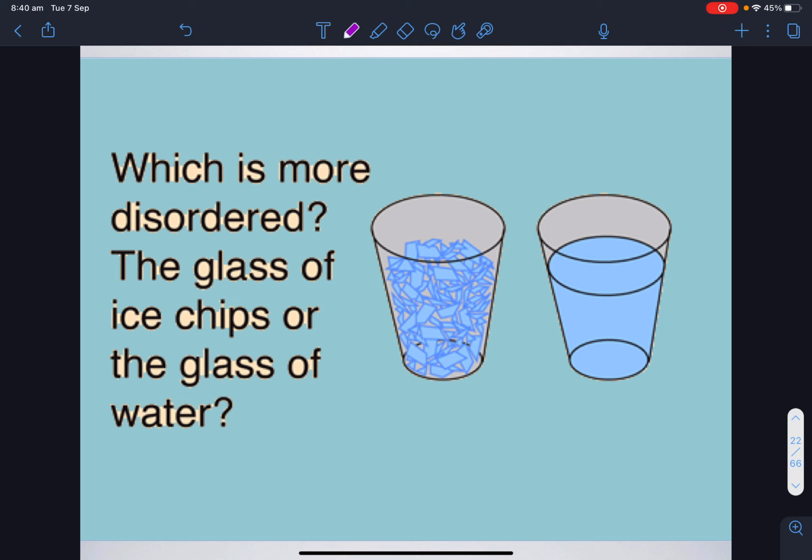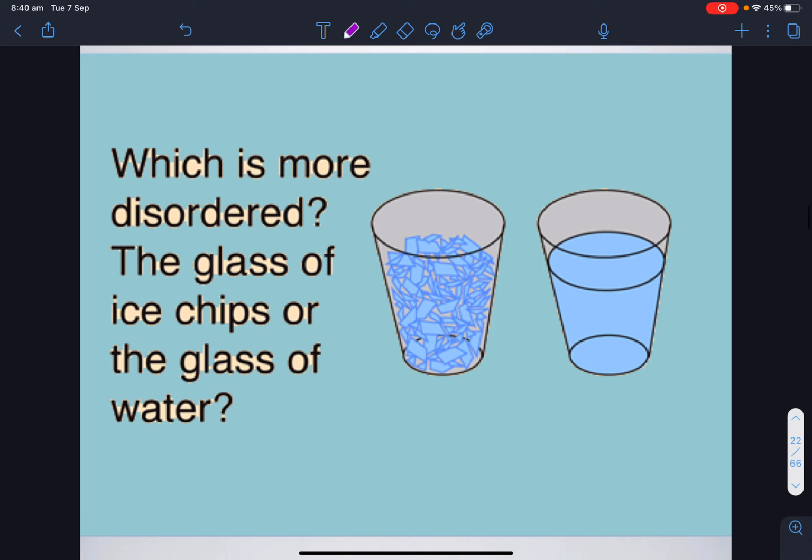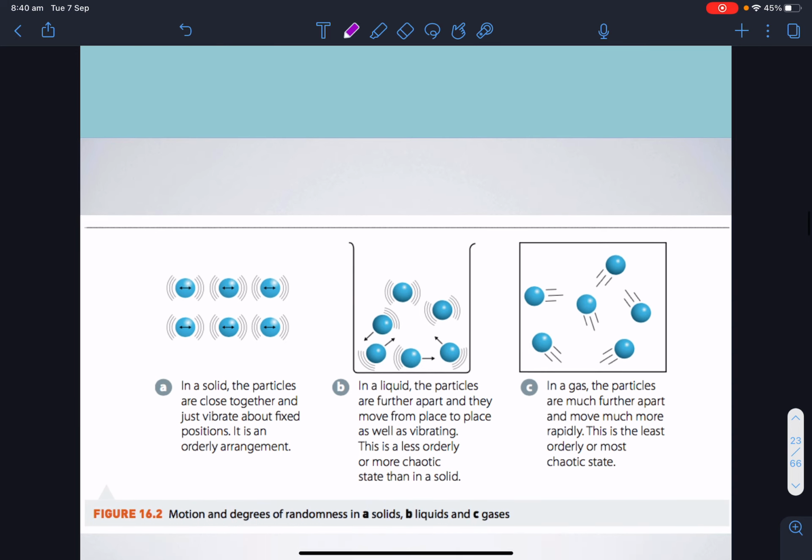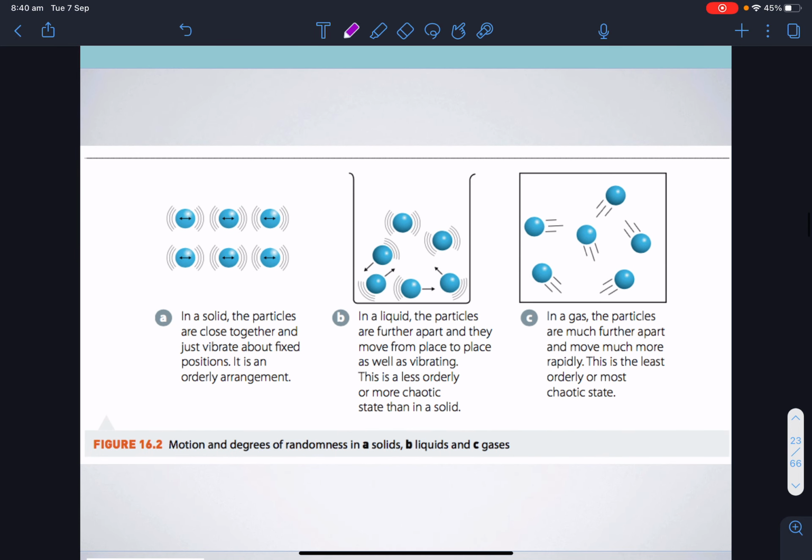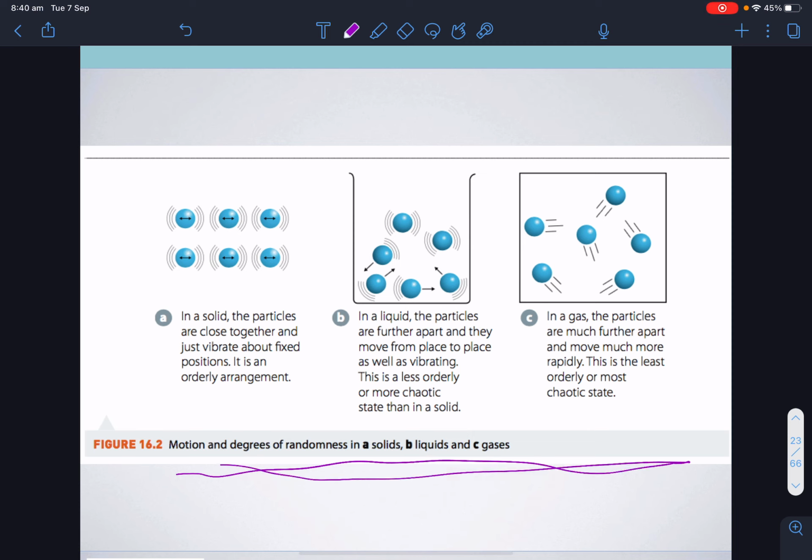Here's a question that I've stolen. Look what happened to the text. Which one is more disordered? The glass of ice chips or the glass of water? I'll leave you to think about that. Okay, last couple of slides. This one's from the textbook, talking about the randomness or the disorder in the different states.